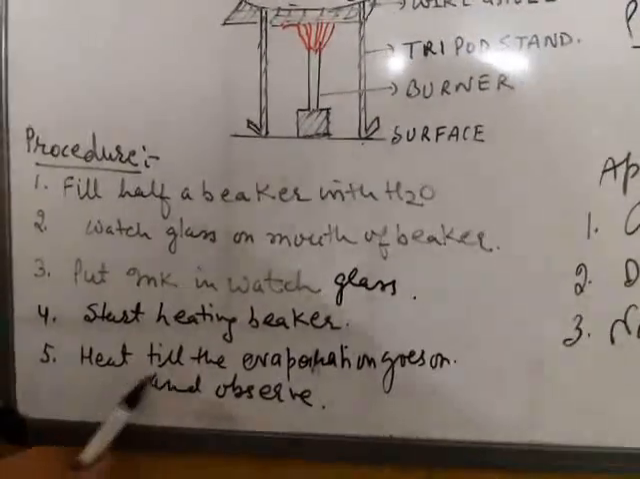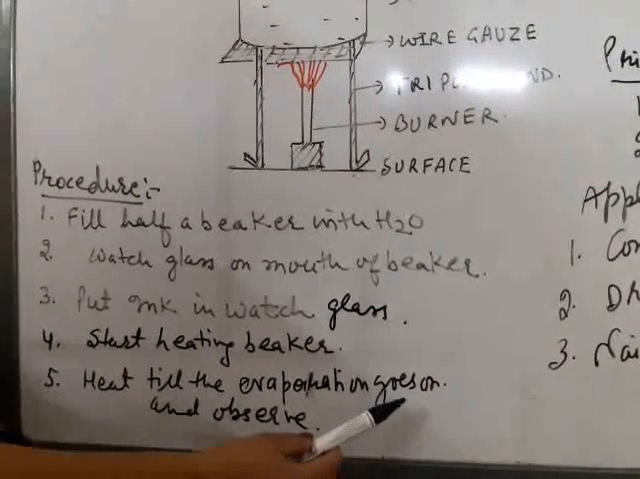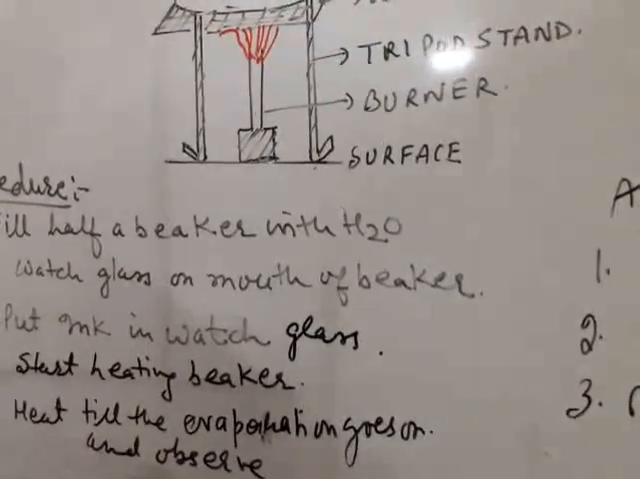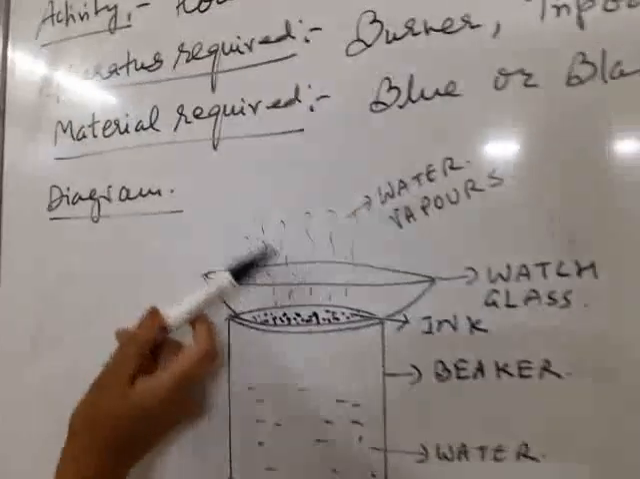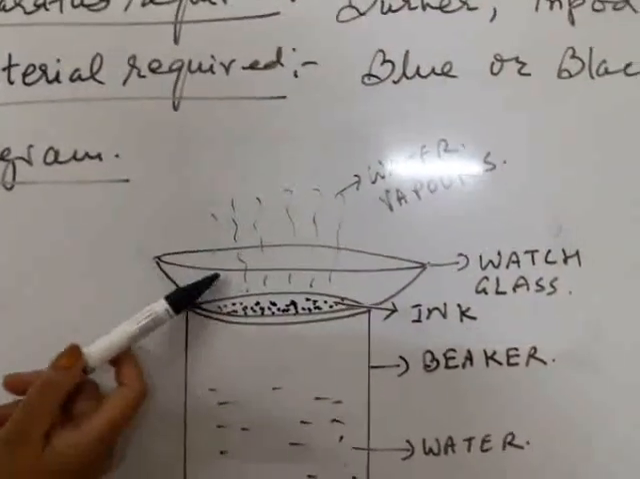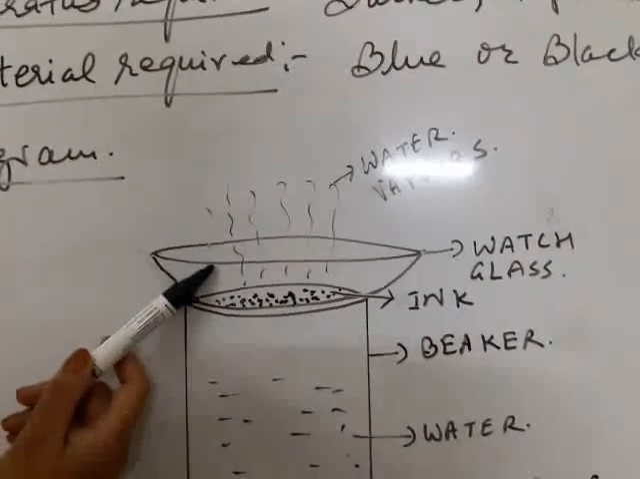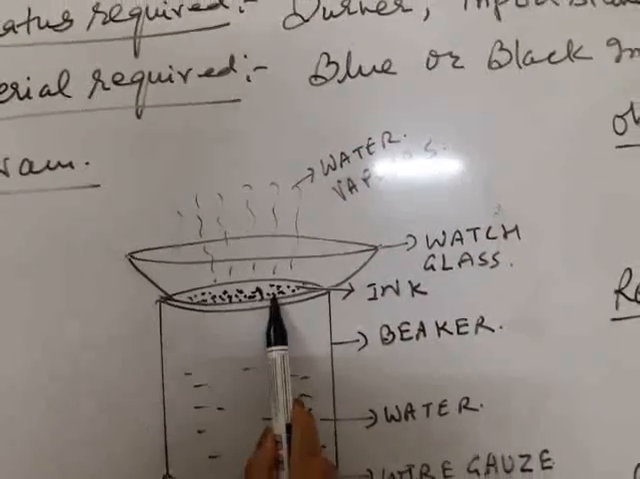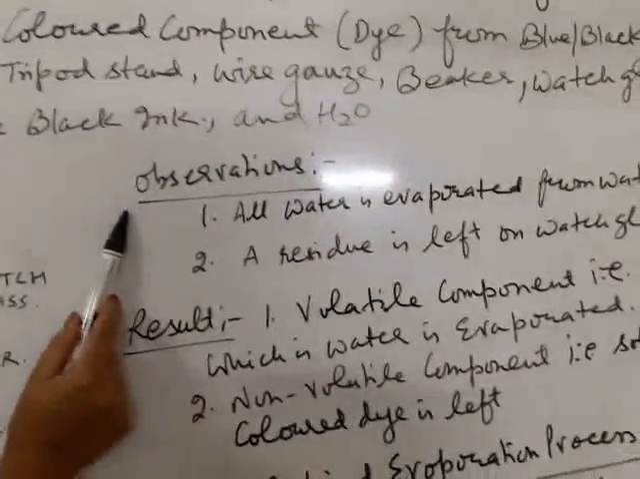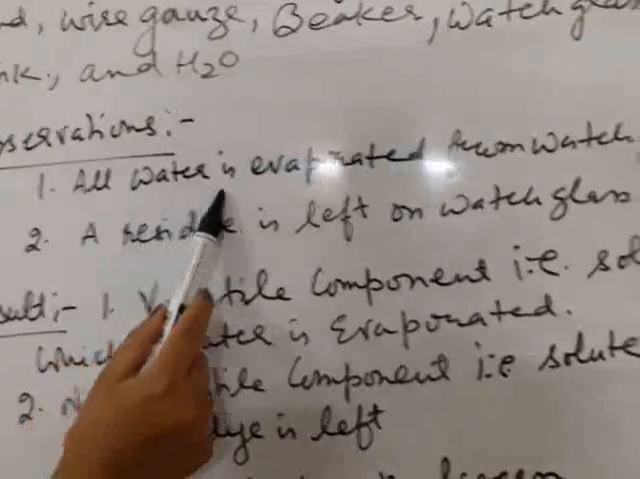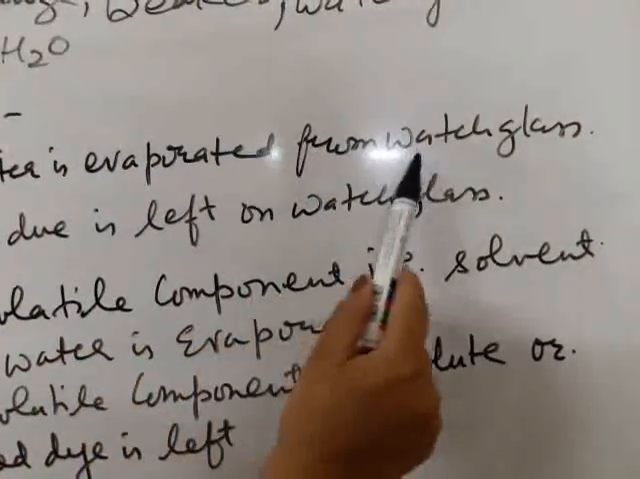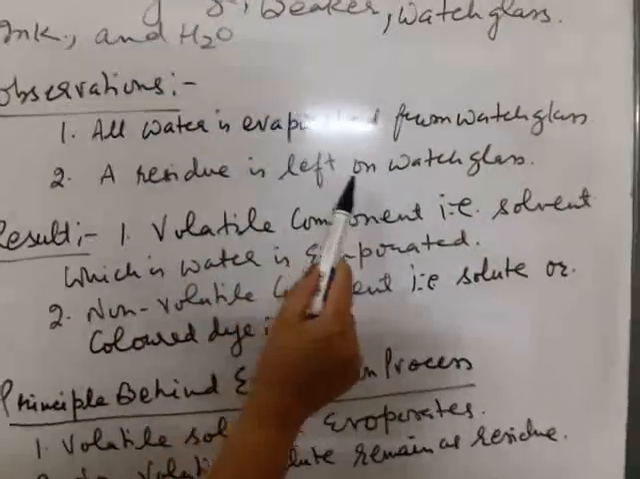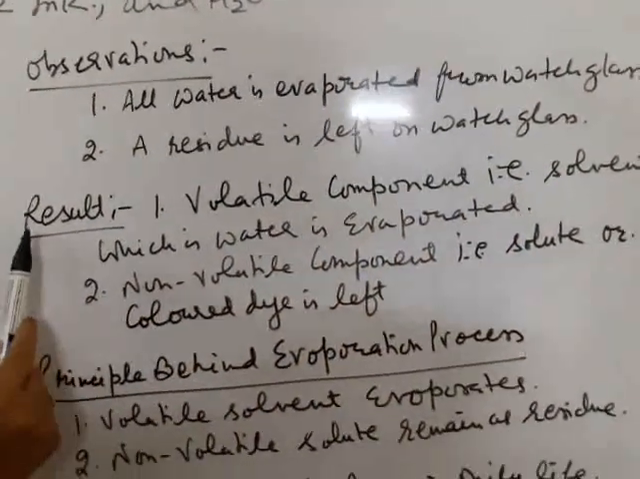Now, heat till the evaporation goes on and observe what is happening. We will observe water vapors coming out of the watch glass, and we will see some residue is left in the watch glass. So the observation is all water is evaporated from the watch glass and a residue is left on the watch glass. So what is the result?